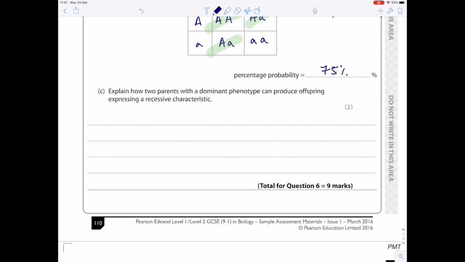Explain how 2 parents with a dominant phenotype can produce offspring expressing a recessive characteristic. This needs you to have quite an in-depth knowledge, and you need to know that both parents must be heterozygous for the recessive allele, meaning that the offspring must inherit the recessive allele from each parent.